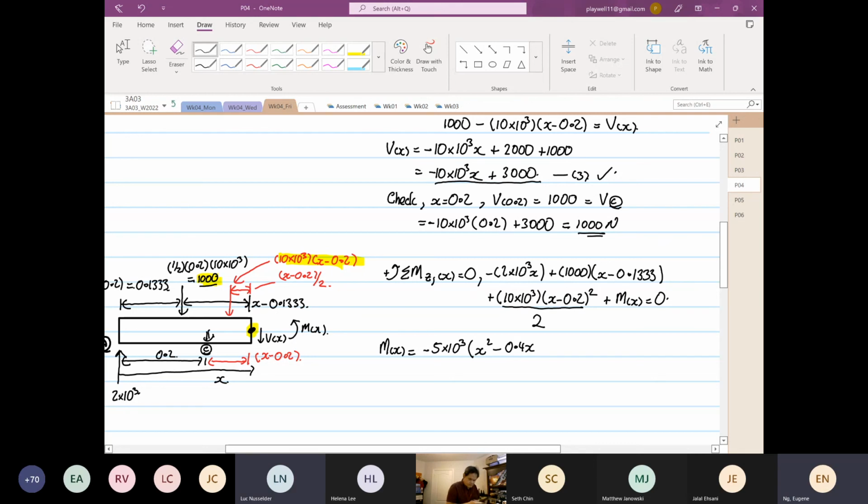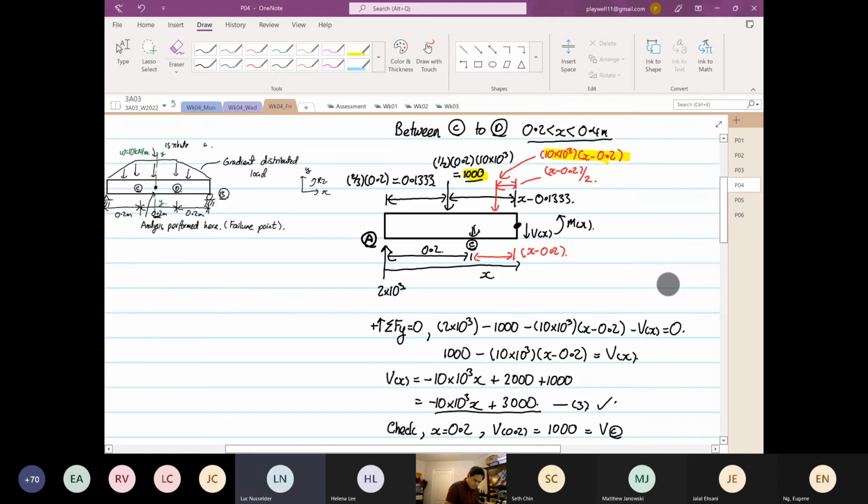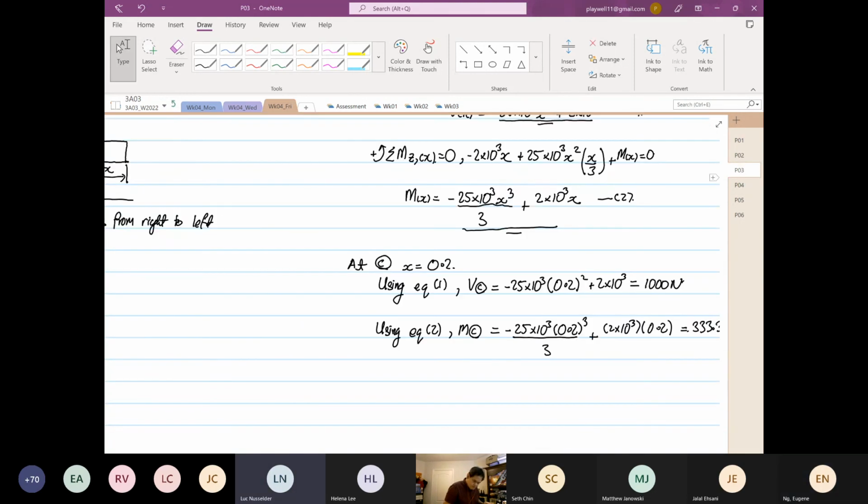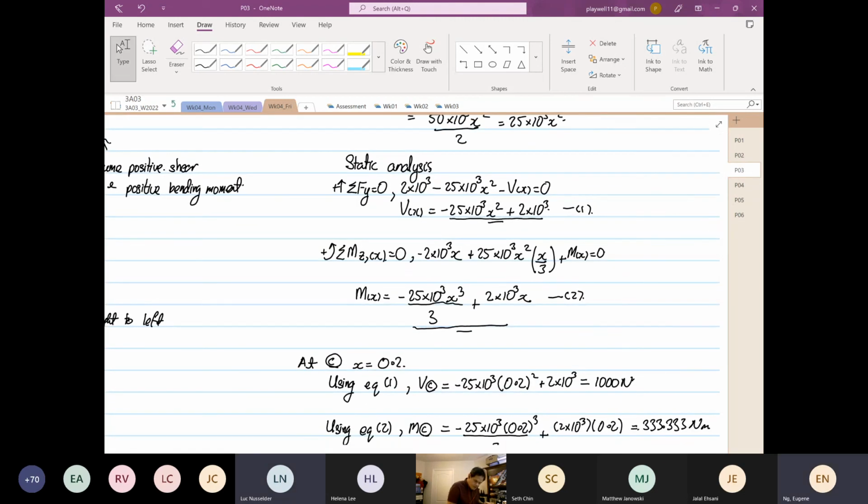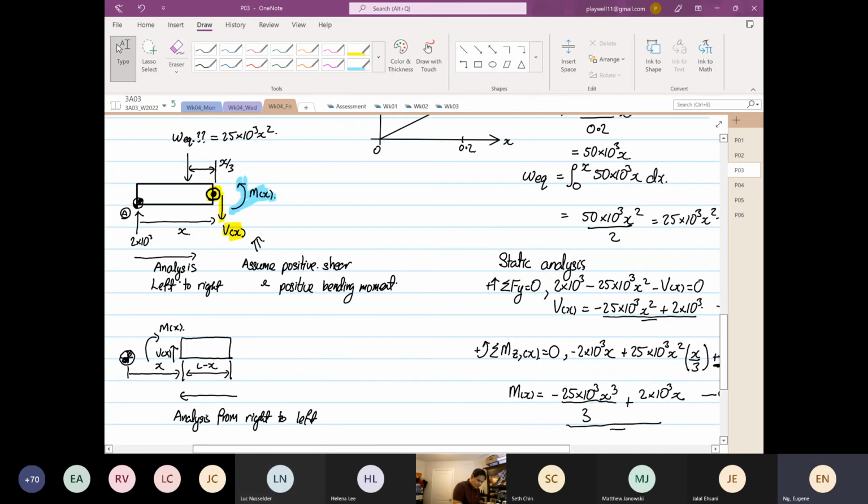Eugene. Yes. How come that's plus mx? I thought it was supposed to be minus mx, anti-clockwise. But did we not do minus mx between A and C, or did I just write that down wrong? Between A and C, it's also plus. Oh, I just wrote it down wrong. My bad. Because we are doing positive shear and positive moment assumption, and we are doing from left to right. If you do from right to left, then you're right, then it's minus.